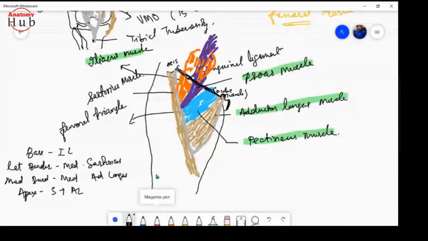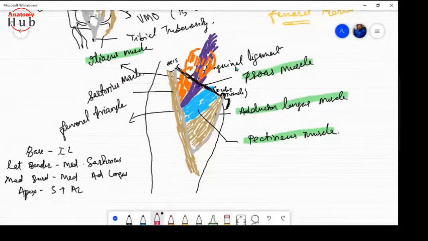Then we will see the contents of this femoral triangle. What should be the contents? As you know, here there is the presence of your abdominal aorta. The abdominal aorta divides into two as the common iliac arteries. Every common iliac artery again divides into the internal iliac artery and the external iliac artery, right? So always remember, the external iliac artery runs downward along the medial margin of your psoas muscle.